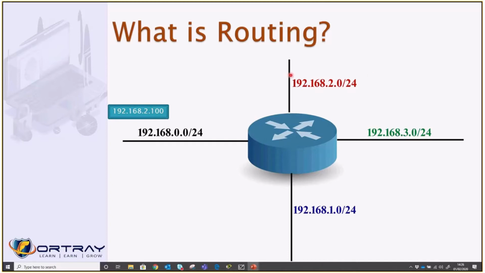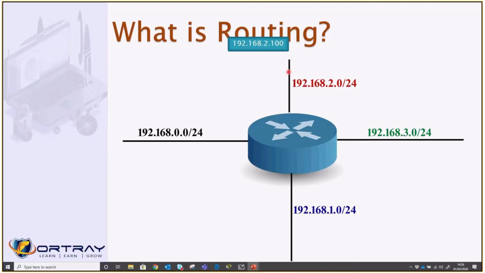It discovered this path, 192.168.2.0, from this side, from the top side. So once it comes to the router, the router will consult its big database. It has a routing table. It consults the routing table, and it will direct the guy in his direction. That's it.